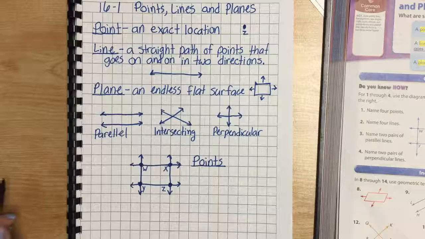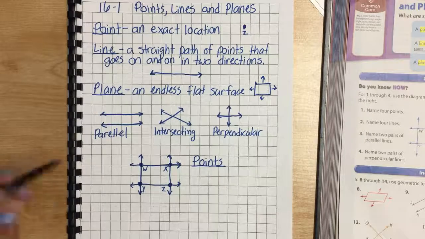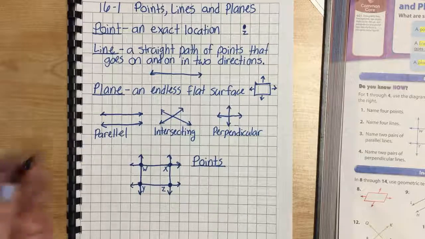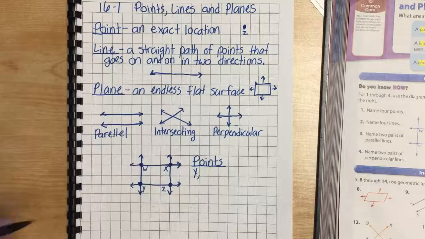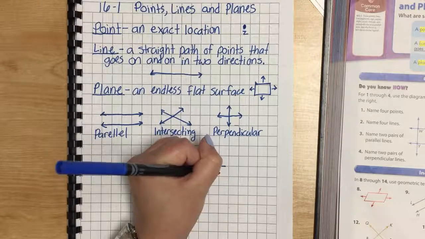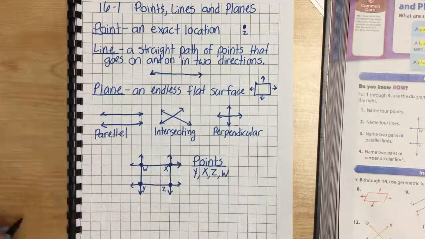What are 4 points on this diagram? Y is a point. X is a point. Z is a point. And W is a point. Right.